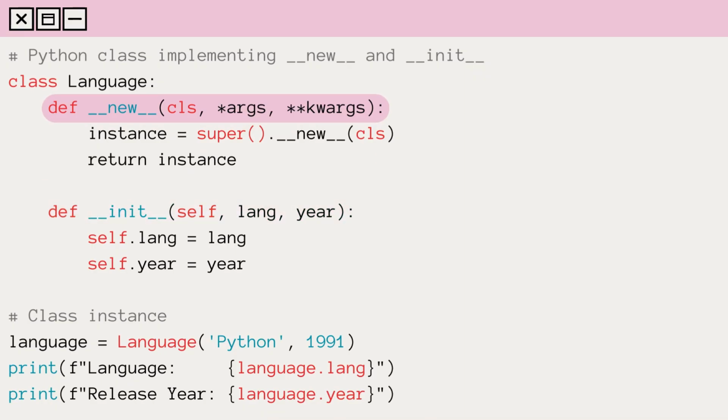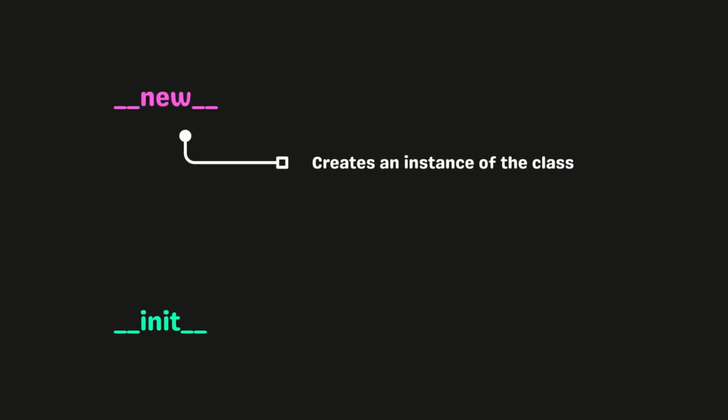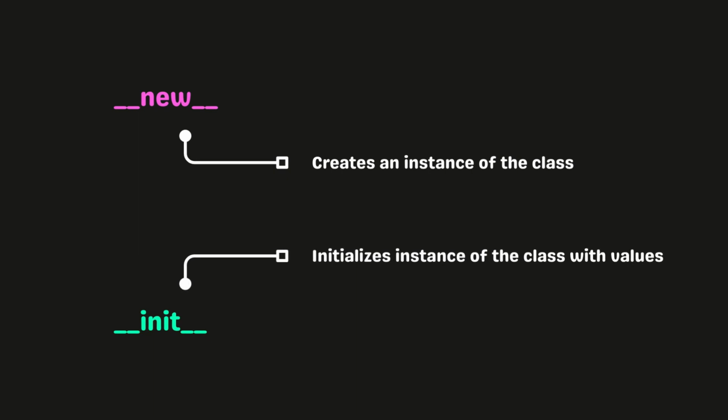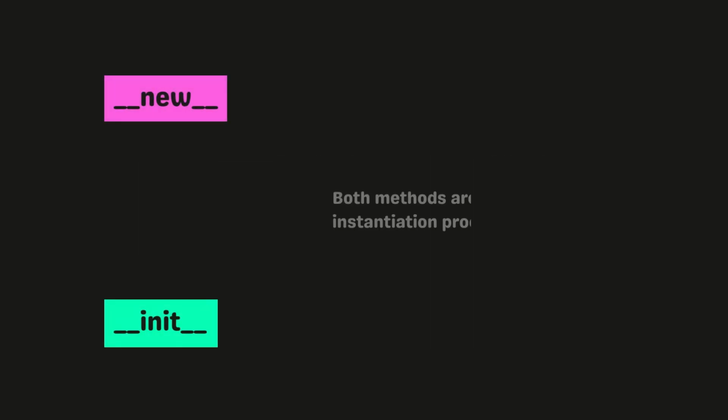First up, let's talk about __new__. We can see that it creates and returns the instance of the current class, which in this case is Language. Now let's turn to __init__ and see how it complements __new__. Here, __init__ is called after __new__ and initializes the instance with the values Python and 1991. So, to summarize, __new__ creates the instance, and __init__ initializes it with values. Both methods work together during the instantiation process of a class in Python.